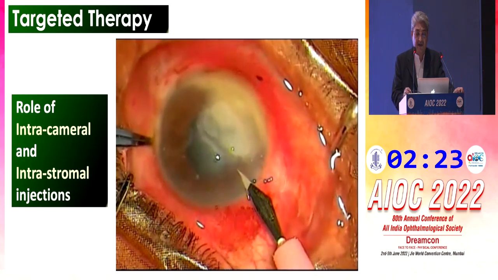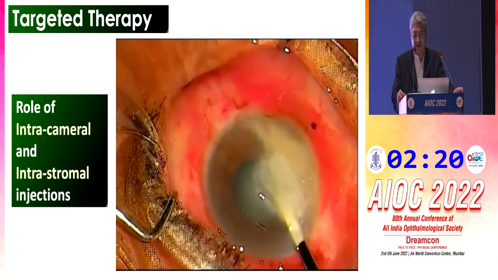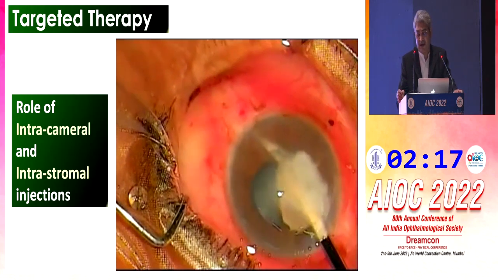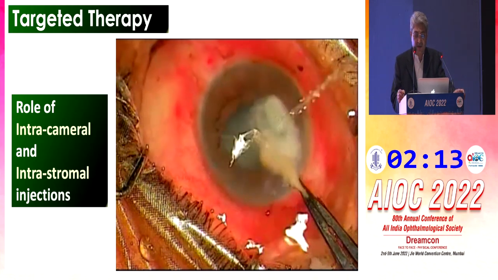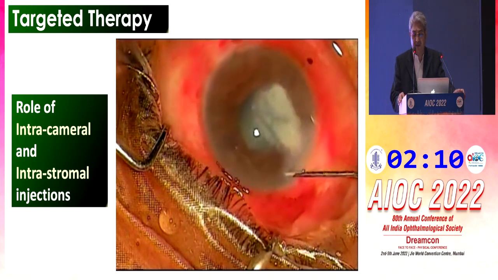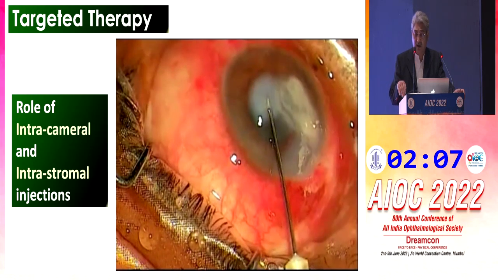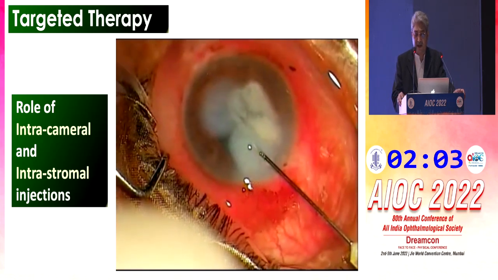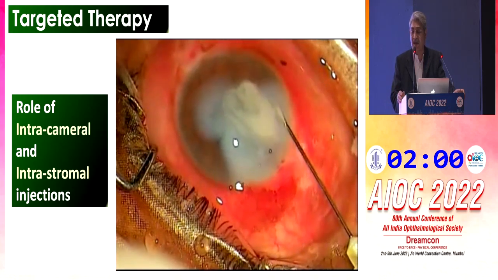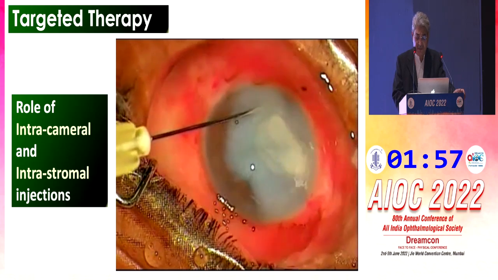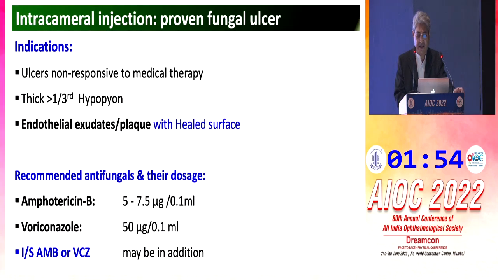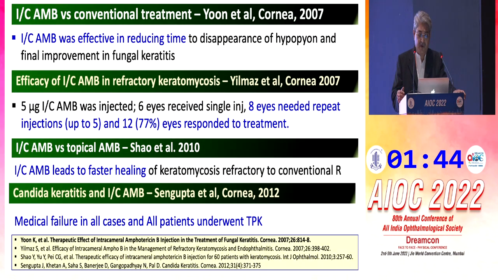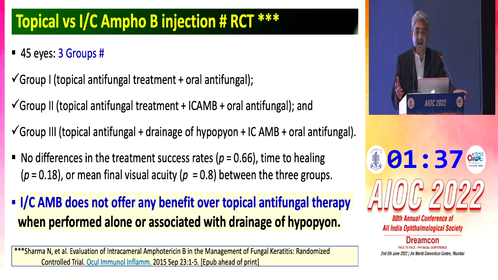Then targeted therapy, intracameral, intrastromal, various things are described. You remove the plaque and the hypopyon, and you give intracameral amphotericin B, intrastromal amphotericin B, or various combinations, but the reports are all anecdotal. You give the injection in the clear zone surrounding the ulcer, and many studies are there. The indication is mainly for endothelial plaque where the superficial and anterior stroma is absolutely fine. There are many anecdotal reports. Some say it is good, some say it is not good. But when there is nothing in your hand, you may try.